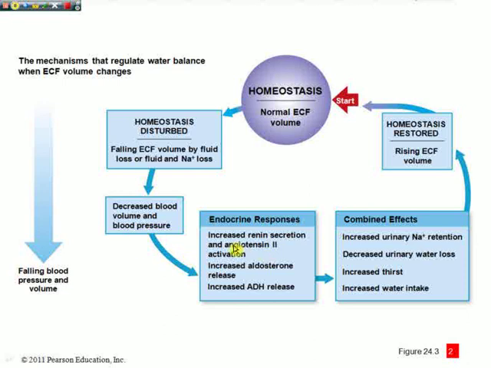The endocrine response is the RAS system, increased renin secretion, which will result in increased angiotensin II activation, increased aldosterone release, increased ADH release. The combined effects of those are to increase urinary sodium retention, decrease urinary water loss, increase thirst, increase water intake, creating a rising ECF volume, restoring homeostasis.